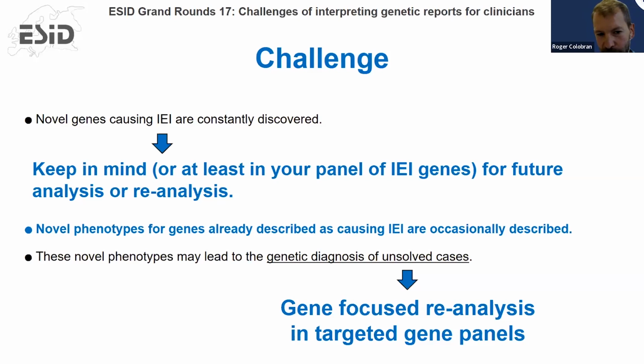But sometimes it is not a novel gene, but a novel phenotype that is described for an already described gene. And these novel phenotypes clearly expand the number of diseases caused by the primary immunodeficiency genes. So these novel phenotypes, which are sometimes quite different from the original descriptions, may lead to the genetic diagnosis of unsolved cases. And then you can do gene-focused reanalysis based on these novel phenotypes, even in targeted gene panels, because these targeted gene panels contain the gene due to the original description. So I will give you some classic examples and then some novel examples.